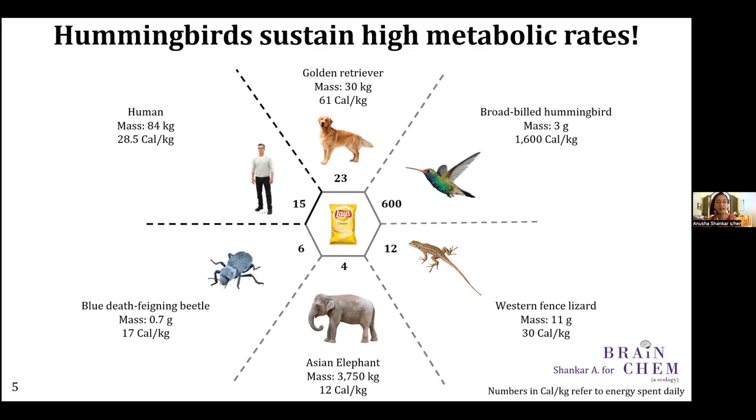If an average human, Matt Damon sized, had just potato chips all day to meet their caloric needs, they would need to eat about 15 packets of potato chips a day. We'll just ignore that vitamins and micronutrients exist. If they had the metabolic rate of an elephant, they would need to eat about 4 packets a day. And if they had the metabolic rate of a hummingbird, they would need to eat about 600 packets of potato chips a day. The larger you get, the less energy you need per unit mass, and vice versa. So hummingbirds need a lot.